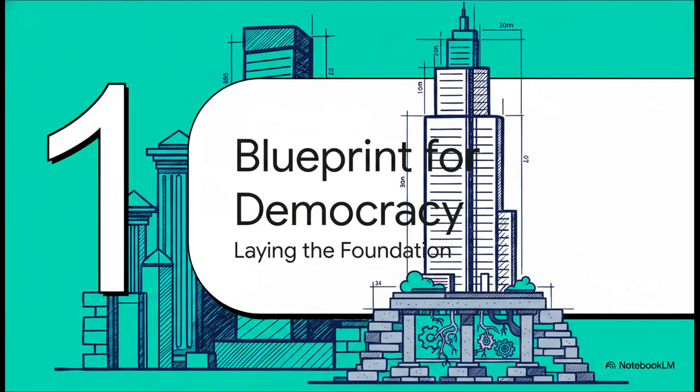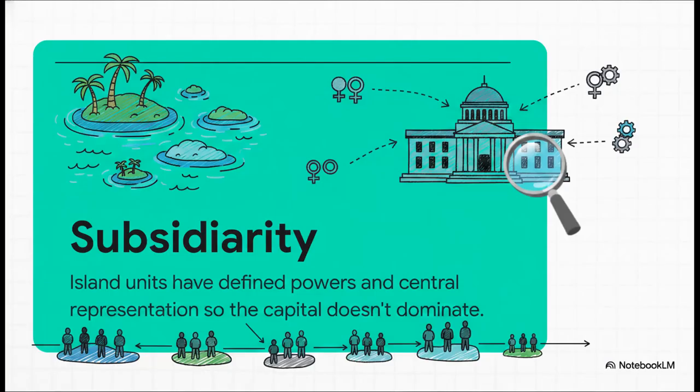Let's kick things off with Section 1, Blueprint for Party Democracy, laying the foundation. Just like a towering skyscraper needs an unbreakable foundation before you can even think about building upward, this party starts with a concept called subsidiarity. Now, this is a very unique geographic feature of this specific text, which is designed heavily around island and atoll contexts. Basically, subsidiarity ensures that local, remote units have constitutionally defined powers and direct representation in the central party organs. It's built this way for a very specific reason, to ensure that the political elite sitting comfortably in the capital city don't entirely dominate the lived, everyday realities of the people out on the distant islands.